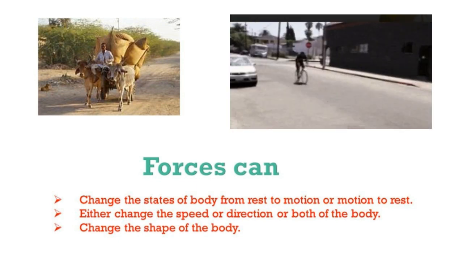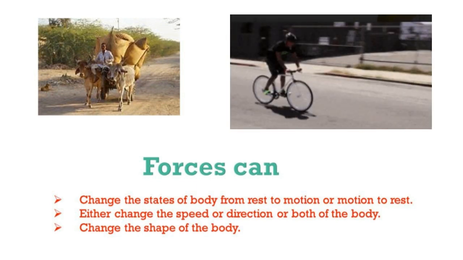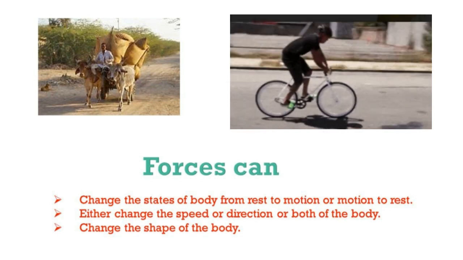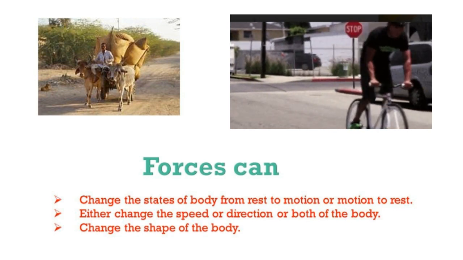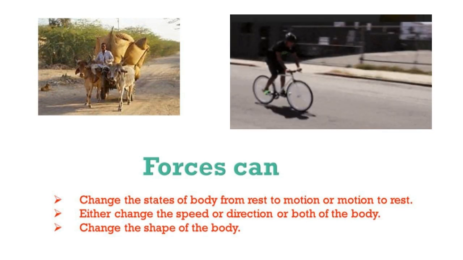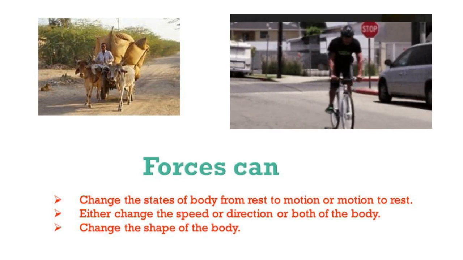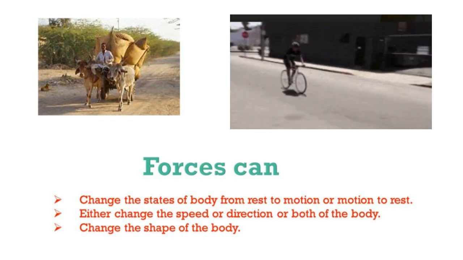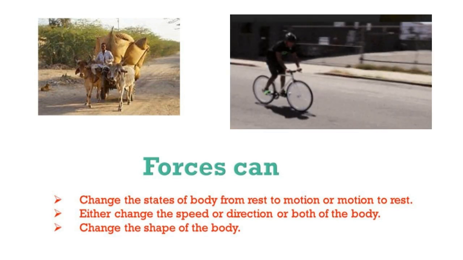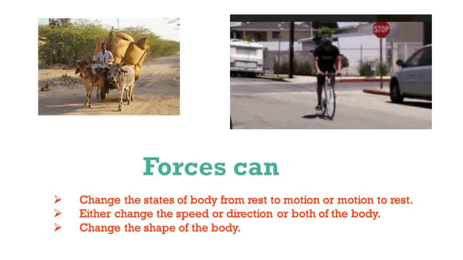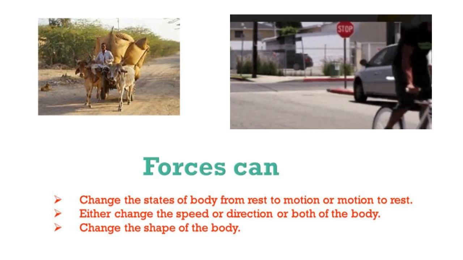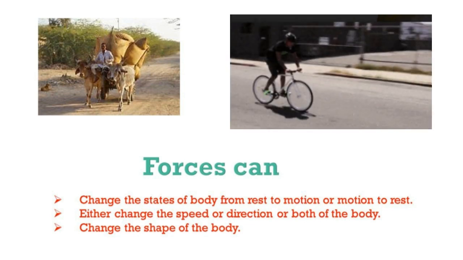Next, when you apply the brake on a speeding bicycle, what will happen? The bicycle stops suddenly and you may fall down. So, an applied force is an interaction of one object on another that causes the second object to move from rest, or speed up, slow down, stop the motion, change the direction, compress or expand. So, forces can change the state of a body from rest to motion or motion to rest. It can change either the speed or direction or both of the body. Forces can change the shape of the body.